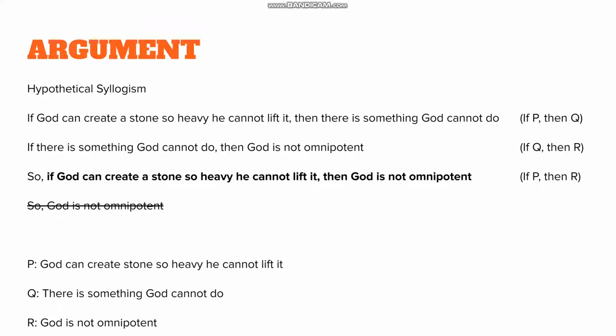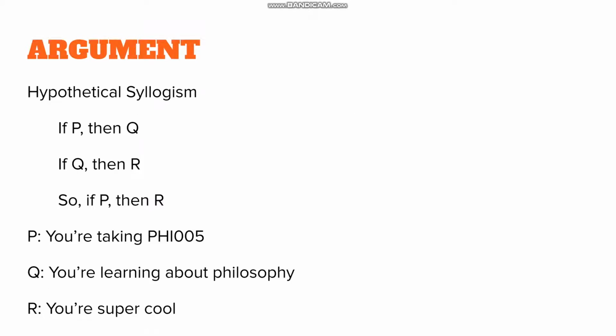Let's try out another example. Sub in P for you're taking philosophy 5, Q for you're learning about philosophy, and R for you're super cool. You get the following argument. If you're taking philosophy 5, then you're learning about philosophy. If you're learning about philosophy, then you're super cool. So if you're taking philosophy 5, then you're super cool.